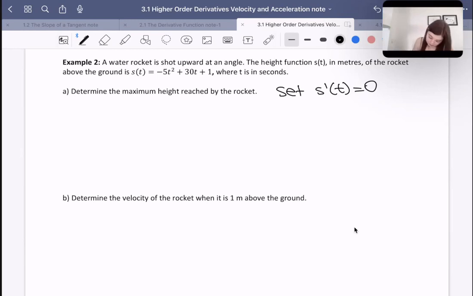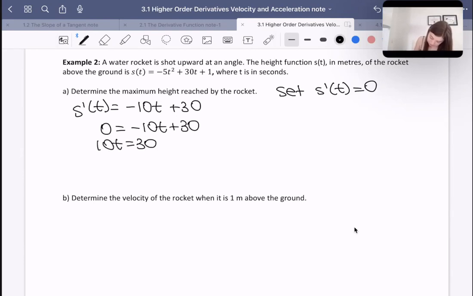So let's do that. s prime of t is equal to negative 10t plus 30. So if 0 is equal to negative 10t plus 30, that means 10t is equal to 30, and that means t is equal to 3. So t represents the time that the maximum height will be reached at. And they didn't ask what time will the maximum height be reached. They asked what is the maximum height.